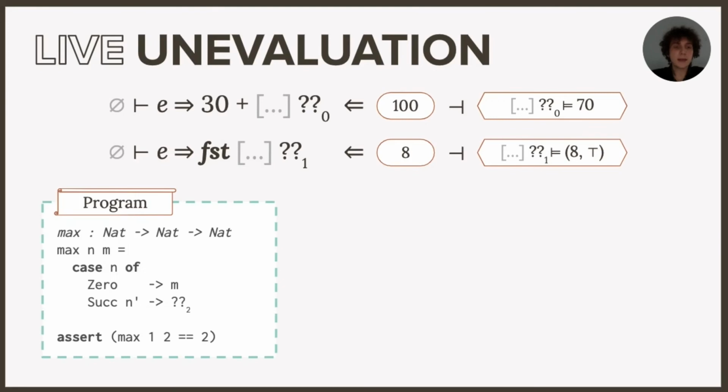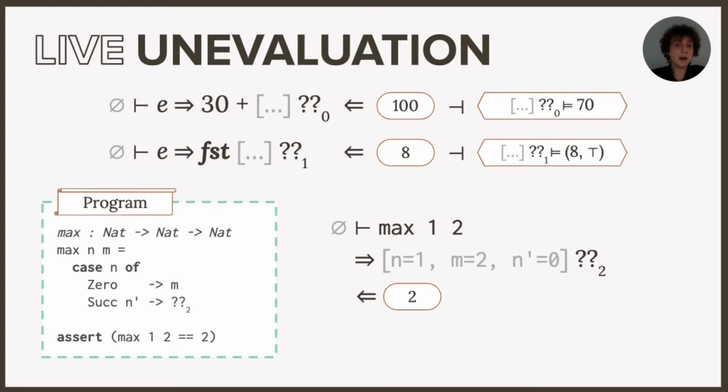Finally, let's take a look at our max program from before. If we want to assert that max of 1, 2 needs to be 2 with this program sketch, we can actually live evaluate it. So in the empty environment, we say that max 1, 2 live evaluates to hole 2 with the environment n equals 1, n equals 2, n prime equals 0.